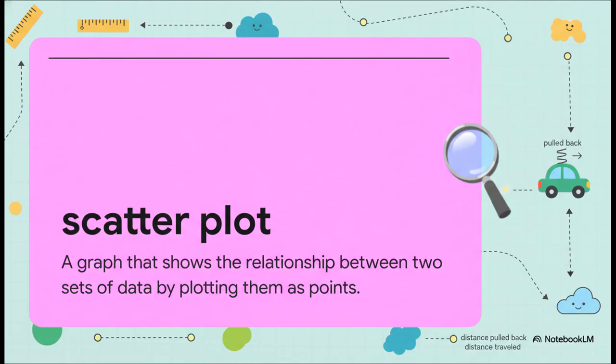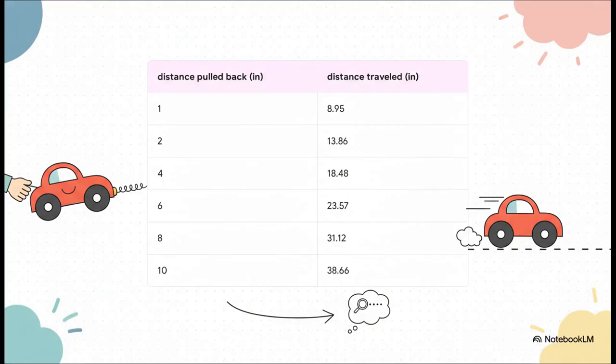All we do is take each pair of our measurements and turn it into a single dot on the graph. It helps us visualize the whole pattern at once. To see how this works, let's take on a quick new case, the speeding toy car. We've got some data here. The first column is how far back a toy car was pulled, and the second is how far it traveled. And just like with our triangles, now that it's organized, you can see a pattern, right? The more you pull it back, the farther it goes.